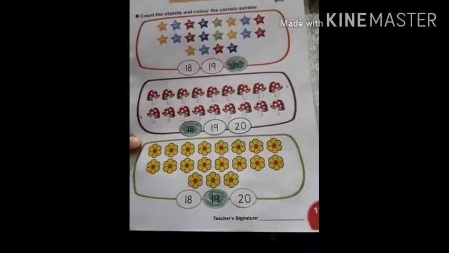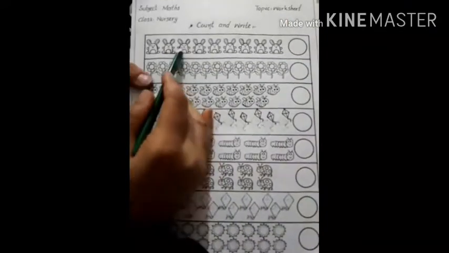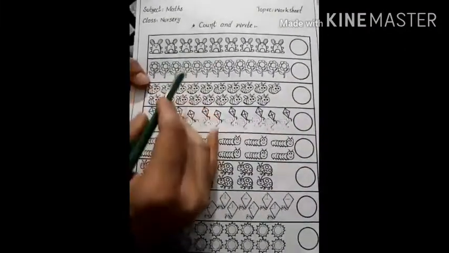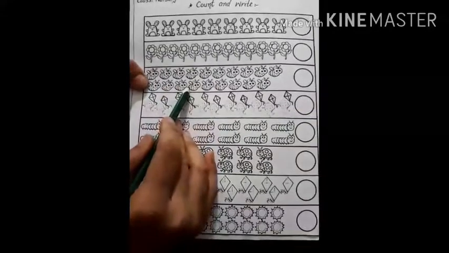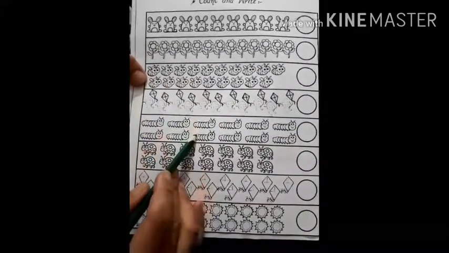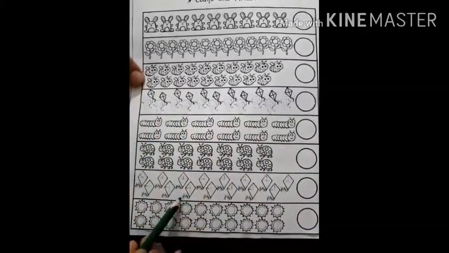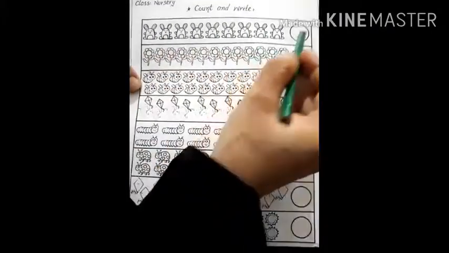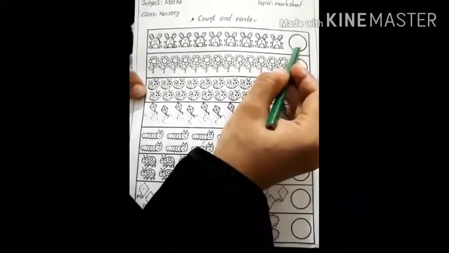I hope you understand the lecture. Here we have our homework. As you can see here, we have some objects. Here we have some rabbits, some flowers, some honeybees, some kites, caterpillar, ladybird, and kite or sun also. You have to count the objects and write the correct number in this circle.